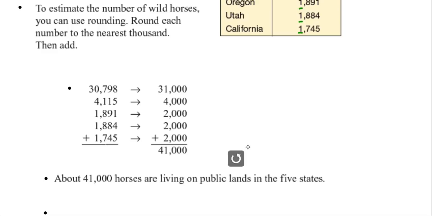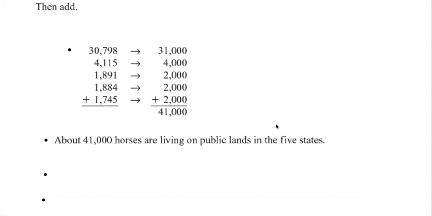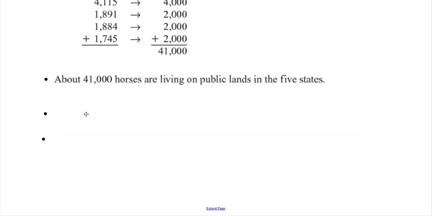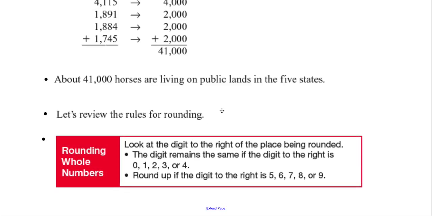All right, moving on. If you notice, the skill that we used here was rounding, and let's review what rounding is. The rules for rounding are as follows. You take a look at the digit to the right of the place value being rounded. The digit remains the same if the digit to the right is 0, 1, 2, 3, or 4. Round up if the digit to the right is 5, 6, 7, 8, or 9. Let's find out how this works.